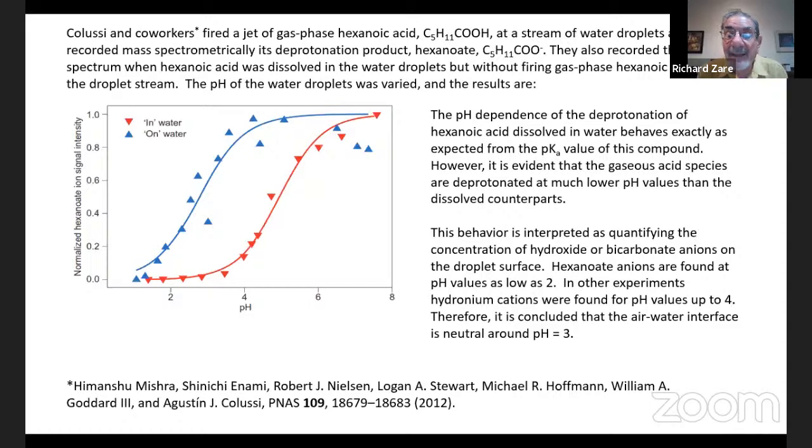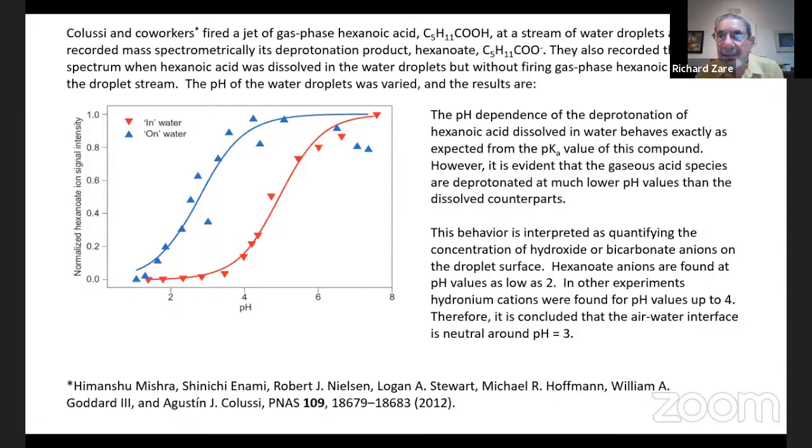interpreted as quantifying the concentration of hydroxide or bicarbonate anions on the droplet surface. They thought only hydroxide, but we've since learned that bicarbonate is very important. Hexanoic anions are found at pH values as low as 2. And in other experiments, they found that hydronium cations were found for pH values up to 4. And therefore, it was concluded that the air-water interface is neutral around pH equal 3. That's 10 to the minus 3, okay? For every H plus, there's an OH minus. So there's another 10 to the minus 3 OH minus.